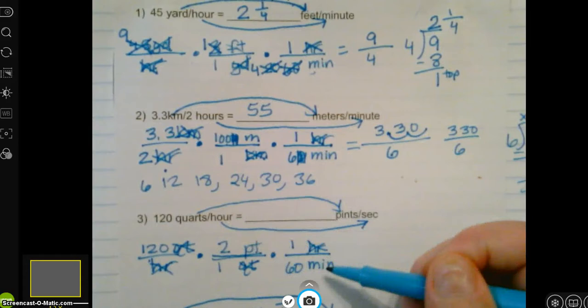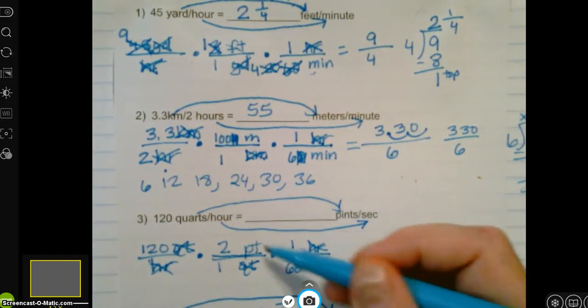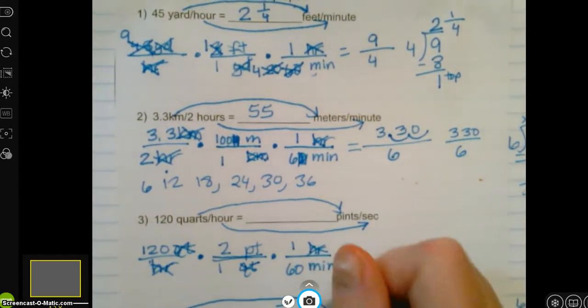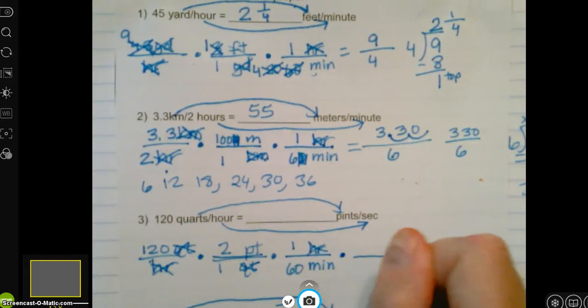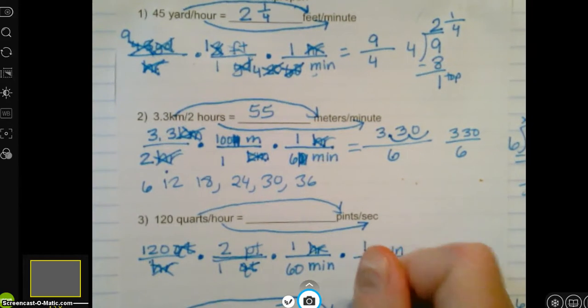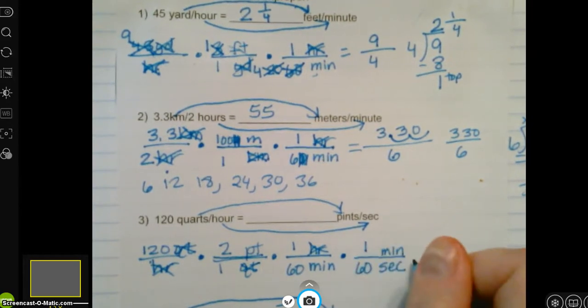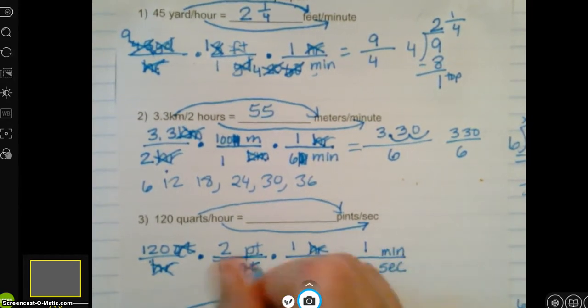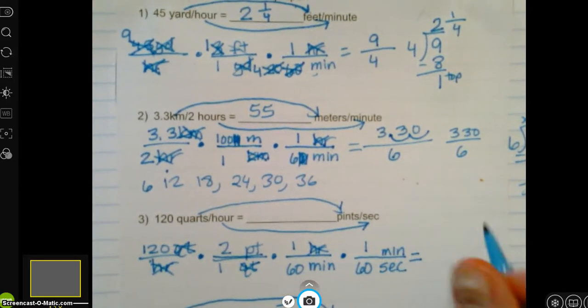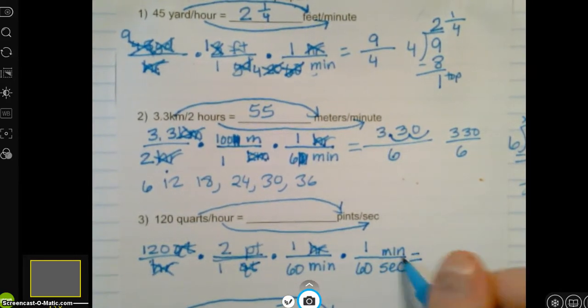But I want pints per second. Right now I'm seeing pints per minute, so we're not there. Pints per second. So I want to get rid of minutes. Where are minutes? Down, so I put them up. What will minutes convert to? Seconds. 1 minute is 60 seconds. So I want you to notice, I'm not really doing any math here. All I'm doing is writing down the conversions that I know. Okay? So I drew a line, which means we do cross, cross.